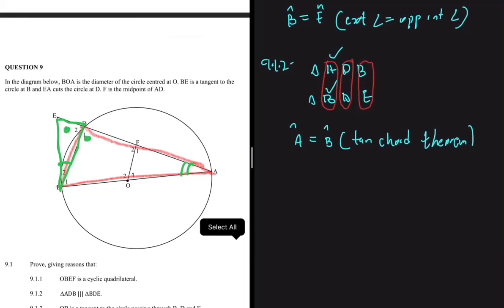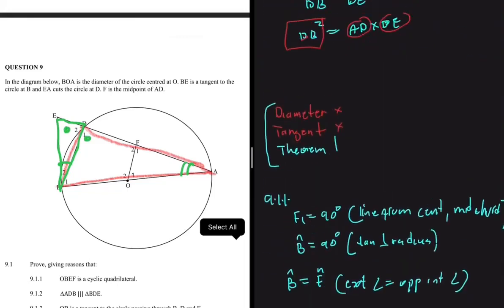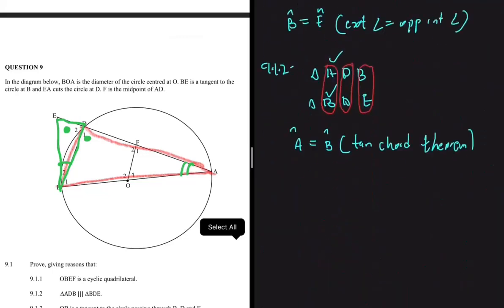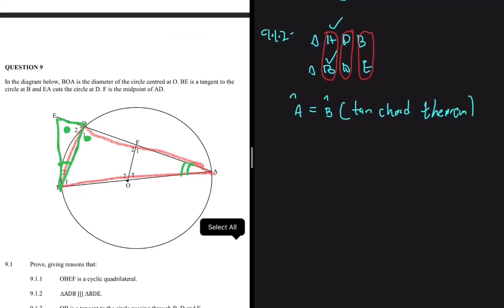Which keyword are we going to use? We have diameter, tangent, and theorem 1. We're going to use diameter in this question, right? Why are we saying diameter? Because D1 is equal to 90 degrees. Why are we saying it is equal to 90 degrees? It's being subtended by a diameter, right?